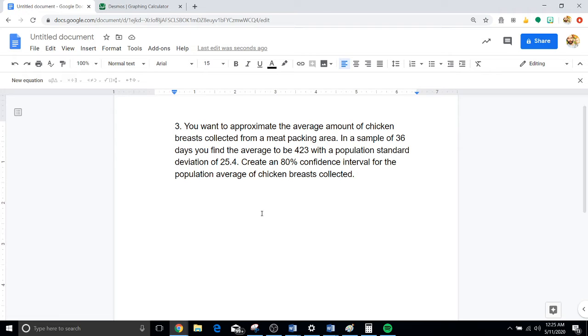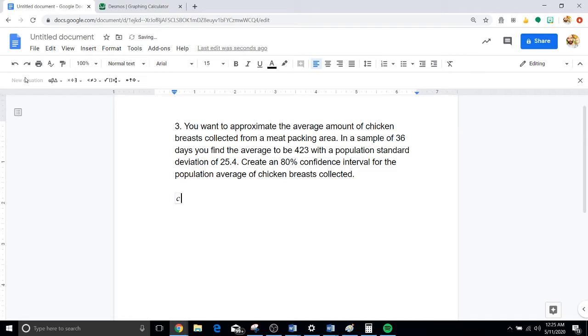Well, hopefully you picked up on these words right here, population standard deviation, because that is certainly now known. So we know the population standard deviation, which means we will be using a z-chart to determine our margin of error and then creating a confidence interval with that. So this one is a population standard deviation known. So let's go ahead and start writing out exactly what we know.